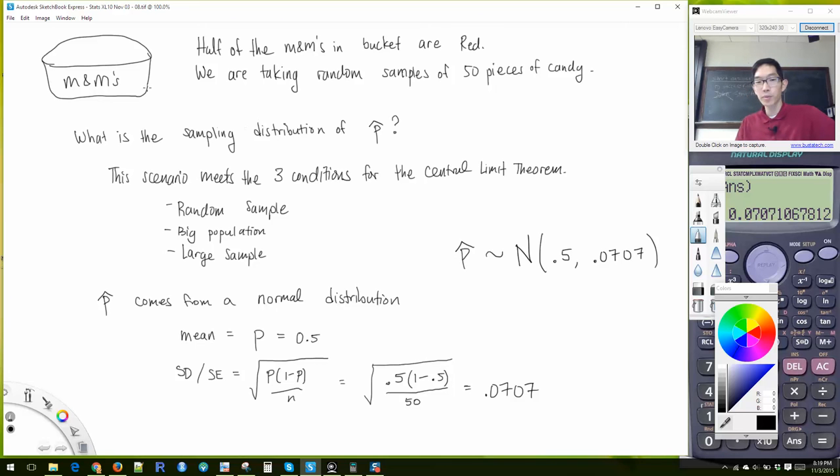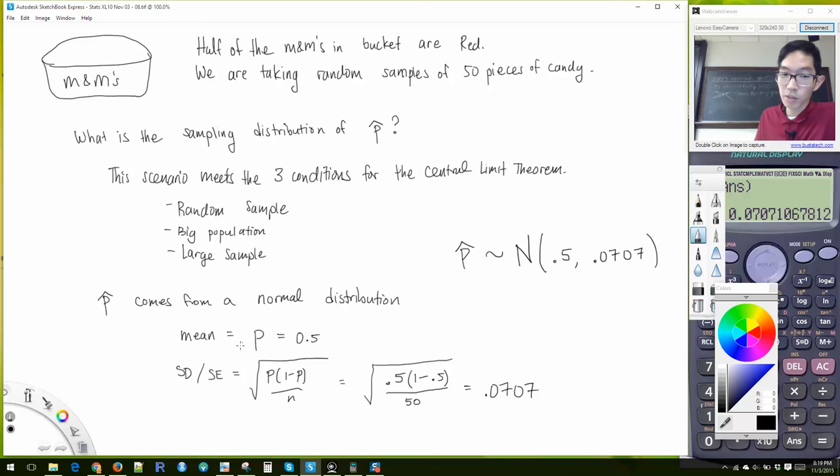So remember, we're talking about the population and the proportion, okay? Here, what we want to know is, if I draw a random sample of 50 pieces of candy, what proportion in my sample will be red? So we're saying half of the M&Ms in the bucket are red. So the proportion in our population that's red is 50%.